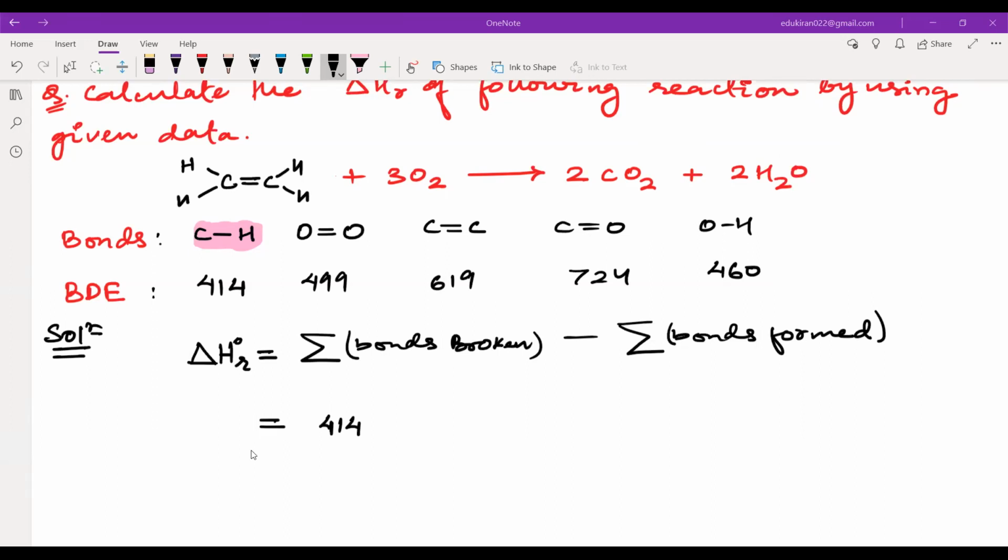So I will multiply this by 4. Actually, wait a second. If I had 2 moles of ethene, then I should have multiplied by 8. Okay. Very good. Now 414 plus, right? Right now we are in plus because let us talk about the OO bond. Tell me, the OO bond is broken or is it formed?